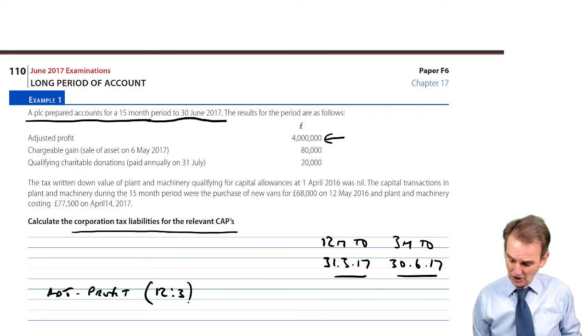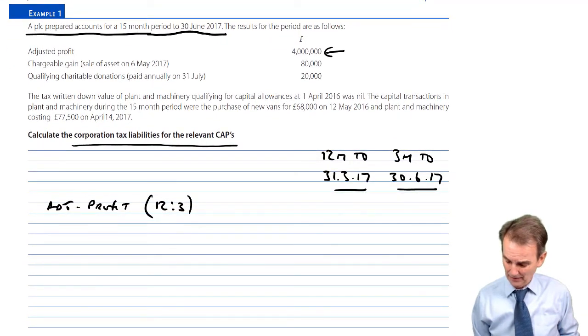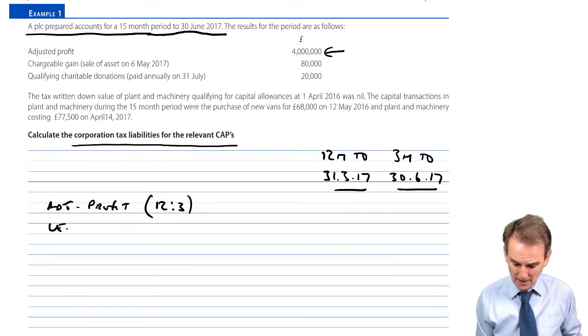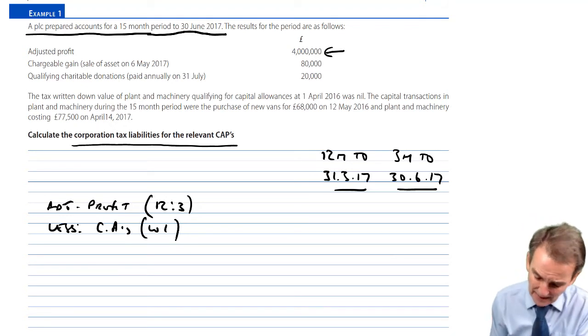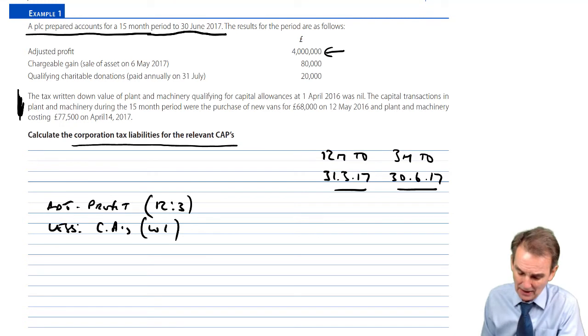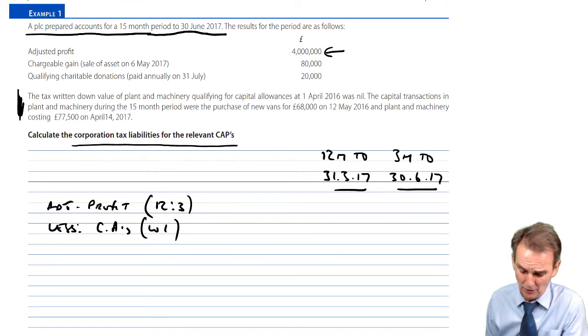Now, of course, that's the adjusted profit. It's not the tax-adjusted trading profit. For that, you will need to deduct capital allowances. And for that, you're going to need a working. Because here in the information beneath the numbers stated, they tell us about what's gone on in terms of your additions and disposals of plant and machinery.